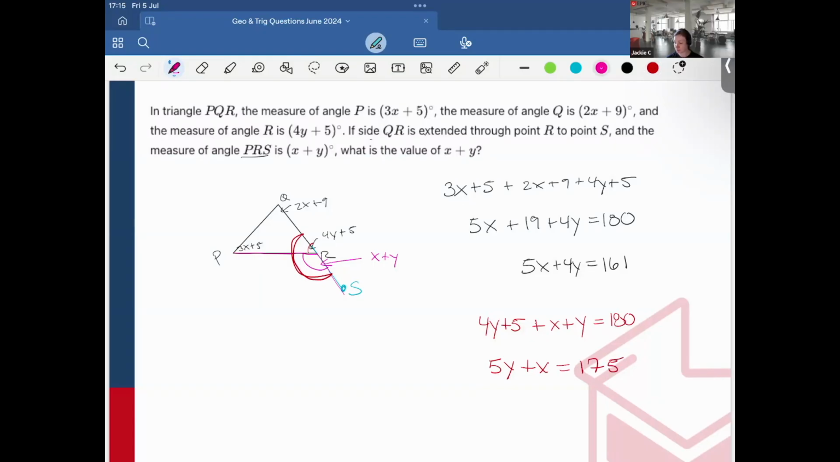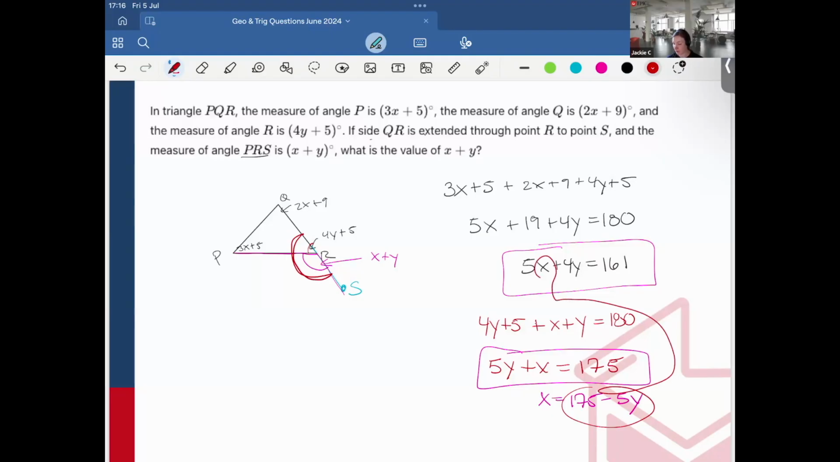Okay, and then from here, I have two system of equations, and then I can simply solve for x or y. So let's go ahead and do that. Okay, I'm going to do this one. I'm going to say that x is equal to 175 minus 5y. And then I can go ahead and substitute this in for x up here. Okay, so let's do that. So this would be 5 times 175 minus 5y plus 4y is equal to 161. Now distribute the 5.